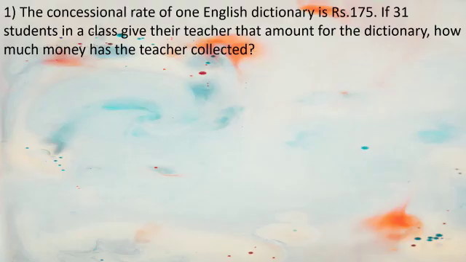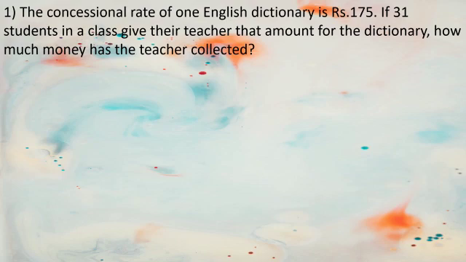So first question is, the concessional rate of one English dictionary is rupees 175. If 31 students in a class give their teacher that amount for the dictionary, how much money has the teacher collected? Means now students are taking the English dictionary and the price of one English dictionary is rupees 175.